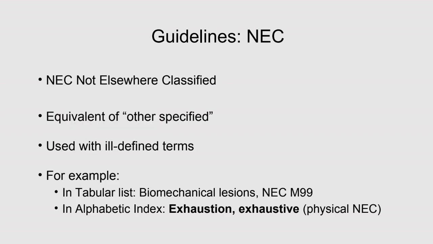Okay, let's move on to NEC, not elsewhere classified. Now, this is kind of the opposite of NOS. This indicates the documentation is very specific, but there's no separate specific code for the condition in your ICD-10 book. Here are some examples. In the tabular list, you'll find biomechanical lesions, NEC, that's M99. In the alphabetic index, you'll see exhaustion, exhaustive, parentheses, physical, NEC. So those are some examples.